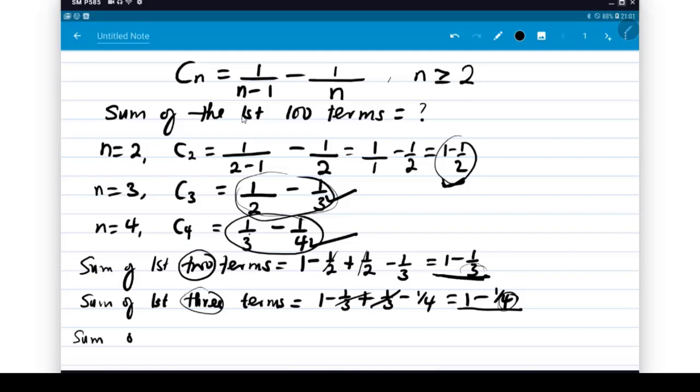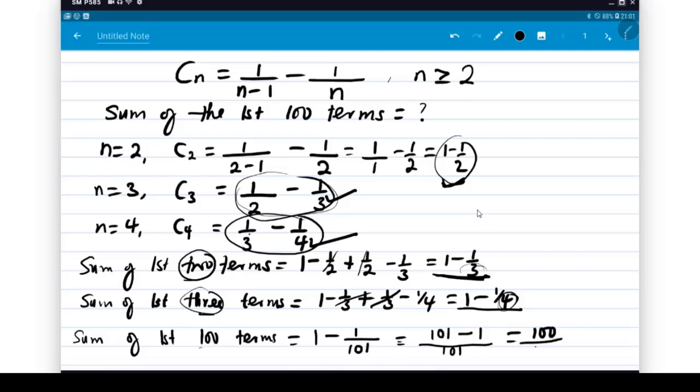So what do you think the sum of the first 100 terms will be? That will be 1 minus 1 over 101. Because when you have 2 terms, you have 3 here. When you have 3 terms, you have 4. So if you have 100 terms, you have 101. And if you take the LCM, you have 101 minus 1 over 101, and that will be 100 over 101. So that will be the sum of the first 100 terms of this sequence.